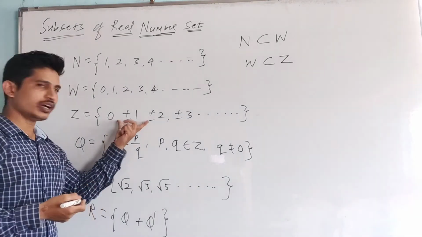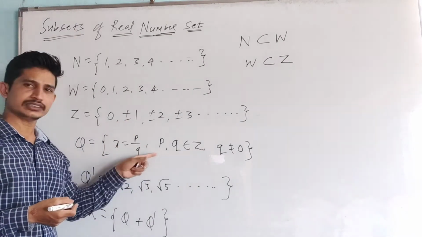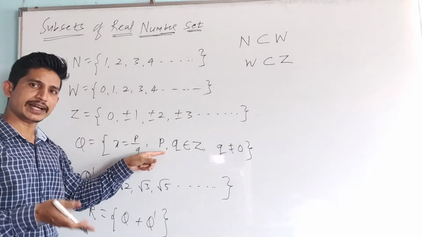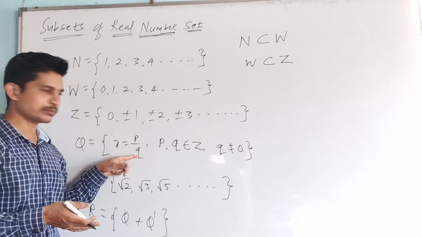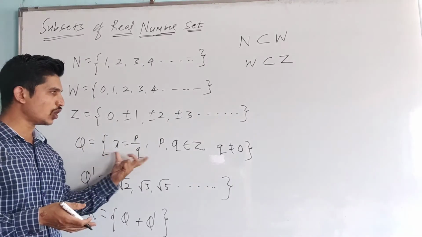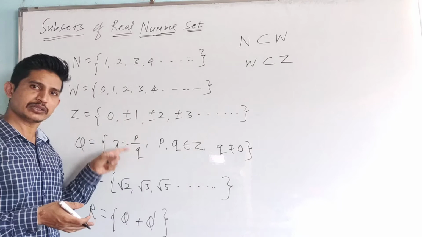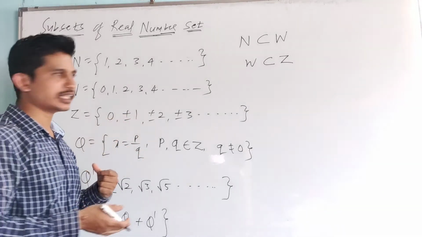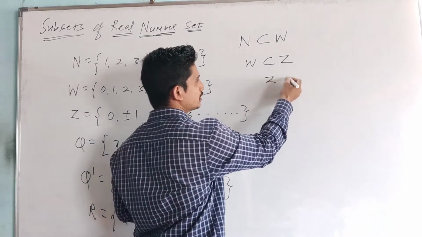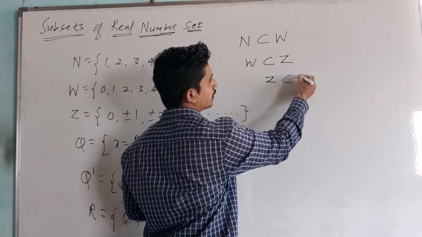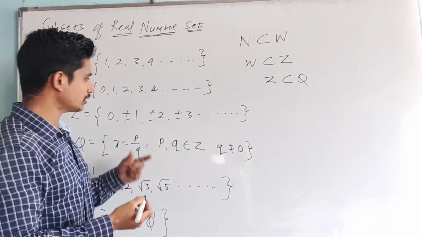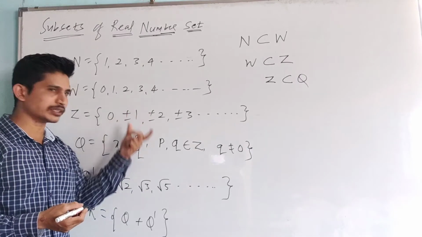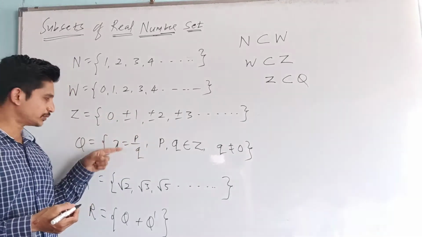Now see, all the integers are present in this set, and we are also writing numbers in the form of p by q. So in the rational numbers, all the numbers of integers will come, plus the p by q form will also come here. That's why this is a bigger set than this. So we can say that integers are a subset of rational numbers, because all these numbers will come here. That is called a subset of Q.